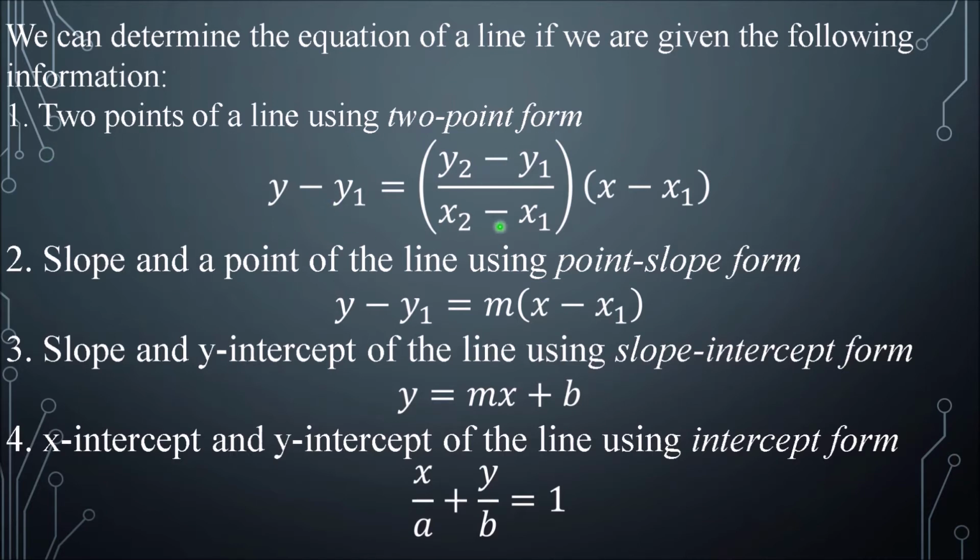So this is the 2-point form. y minus y sub 1 is equal to y sub 2 minus y sub 1 over x sub 2 minus x sub 1 times x minus x sub 1. So that is 2-point form.